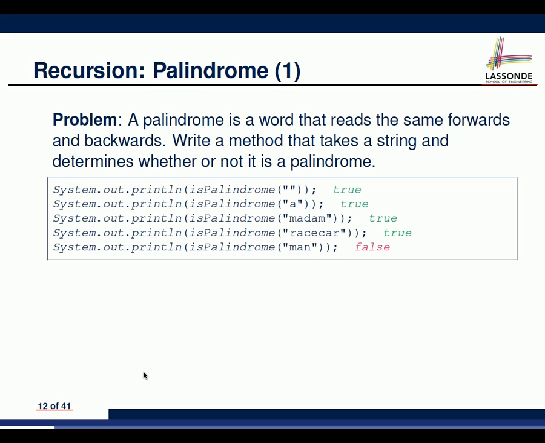Now, from 1022, you would know how to write a loop to check if a string is a palindrome. I'm sure you know how to do it. Let's now forget about loops. How do we solve this recursively?